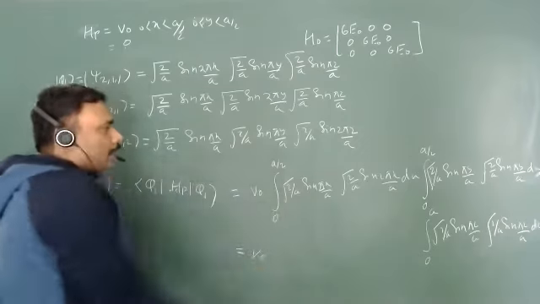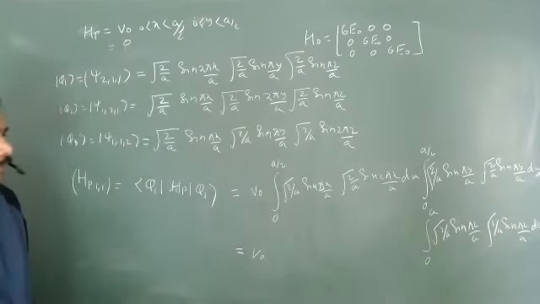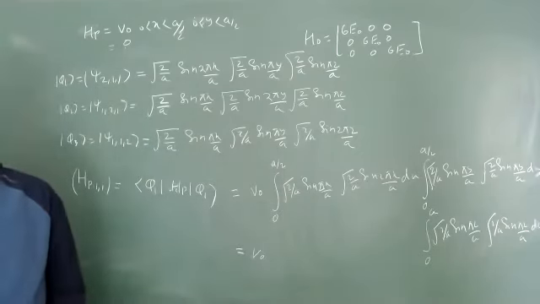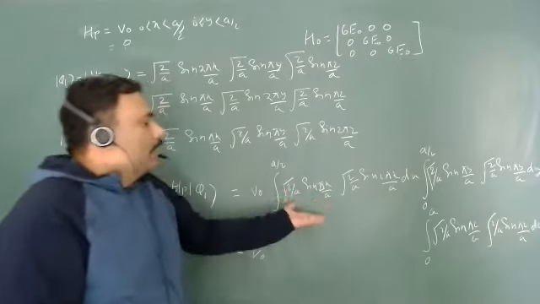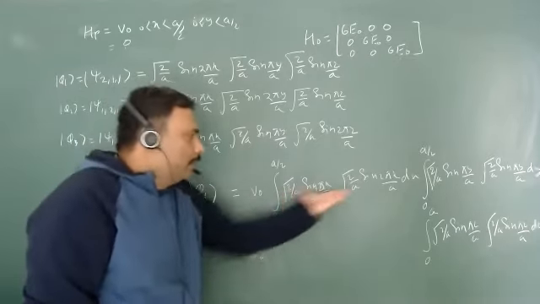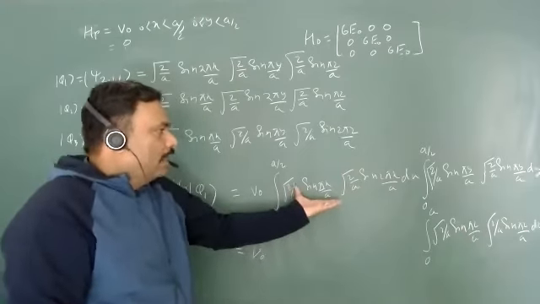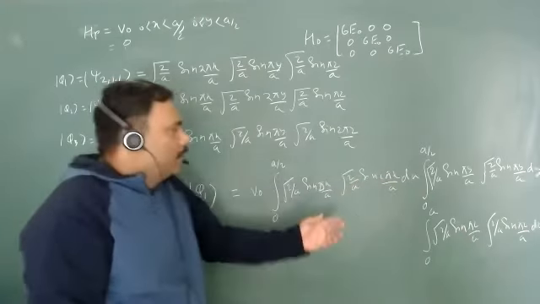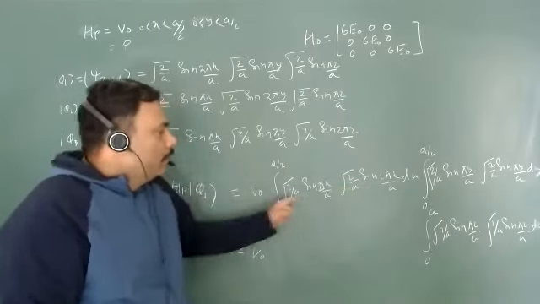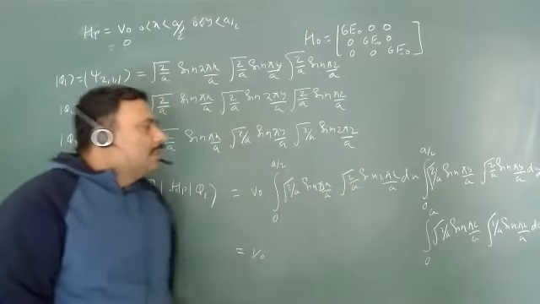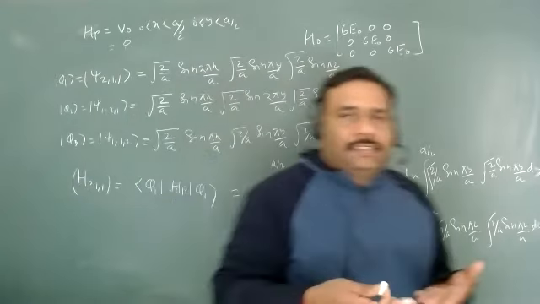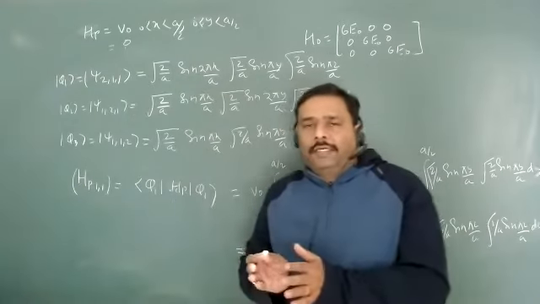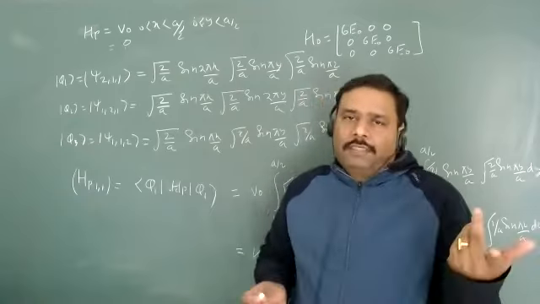What is this value? What is this integral? Obviously half, isn't it? Yes, sir, this integral is half. Just look at the one-dimensional picture. This is one dimension, this is another dimension, this is the third dimension. So what is this value? This value is half, because even if you are in the first excited state, the probability to find the particle between 0 to a by 2 is half.